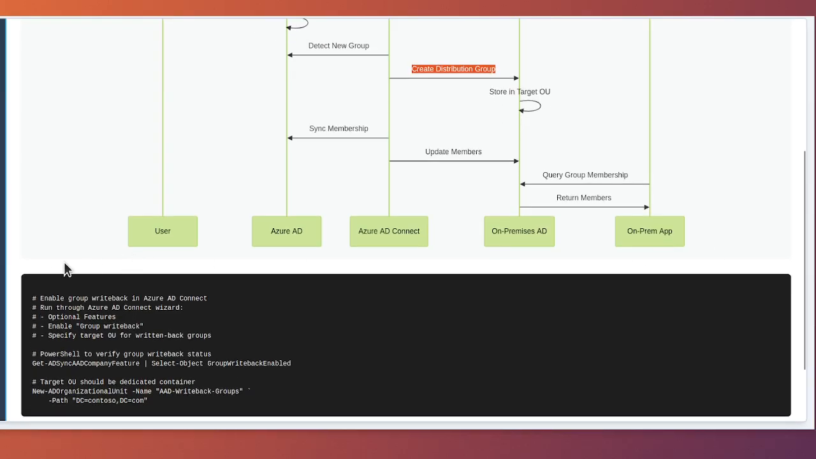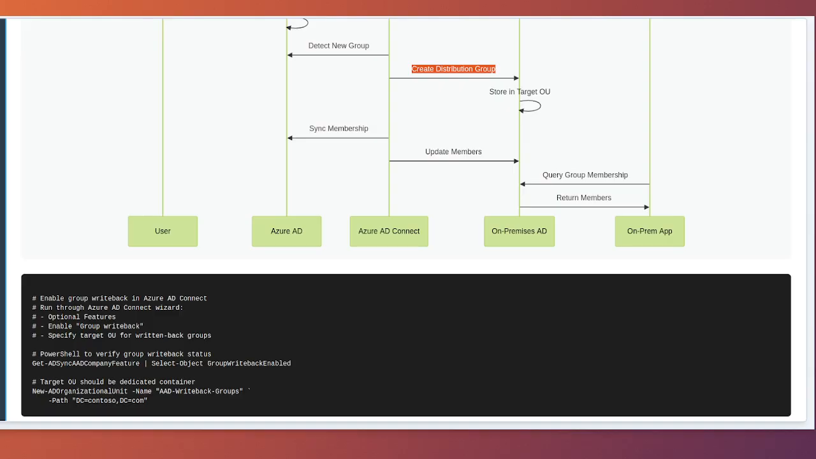Filtering rules can be applied to control which cloud groups are written back to on-premises, allowing selective write-back rather than synchronizing all cloud groups. The Exchange schema must be present in Active Directory even if Exchange Server is not installed, because written-back groups are created as mail-enabled distribution groups with Exchange attributes. Use cases for Group Write-Back typically involve scenarios where cloud-created groups need to be visible to on-premises resources.